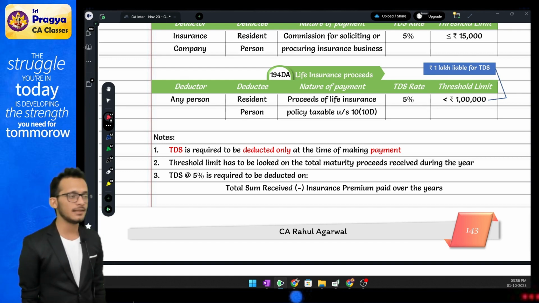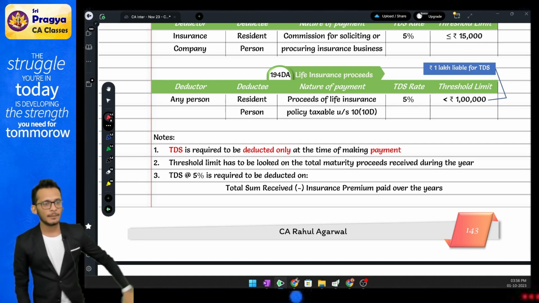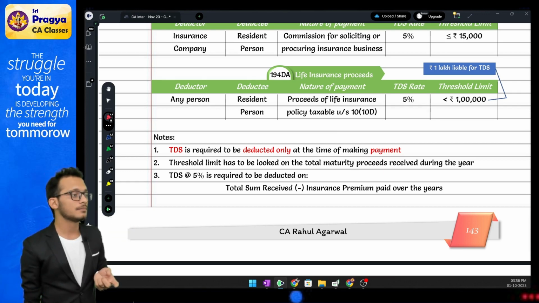For those who don't understand this properly, ICA has a very good question. Please do solve it at your end. You'll understand things better. But please understand the threshold is for the amount received, but the TDS will only happen on the income element.